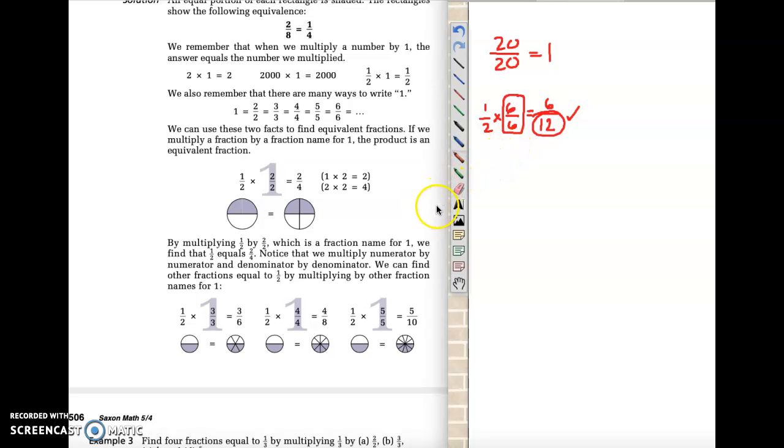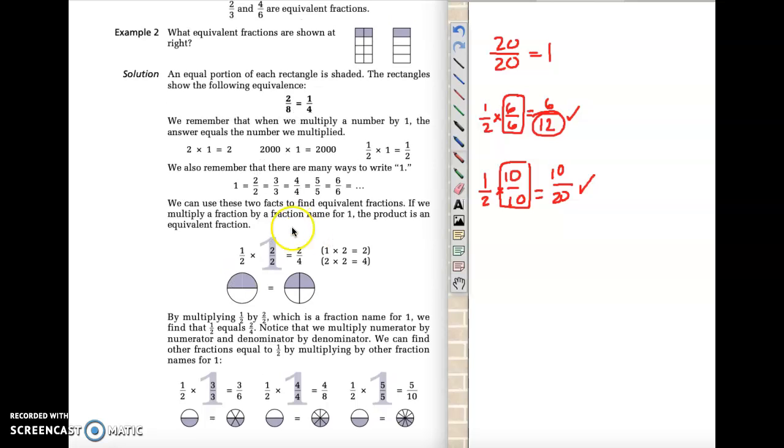All right, let's try it again. Let's say 1/2 times 10/10. We know that any number divided by itself is 1. So 1 times 10 is 10. 2 times 10 is 20. Is our numerator half of our denominator? Yes. 1/2 is equivalent to 10/20ths. All right, let's come on back over here.